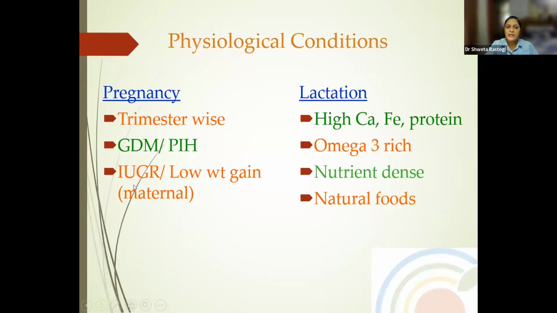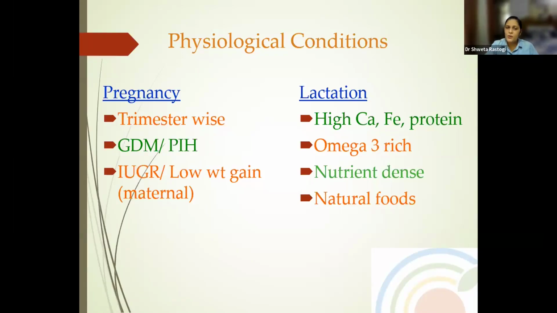Now, last is IUGR or low weight gain. Low weight gain as in the mother has not been able to gain weight, and that's the reason the fetal weight is low. In intrauterine growth retardation, the baby's weight is not as per the gestational age of the mother. So here we encourage not only a high protein diet, but we also look into specific amino acids, especially the essential amino acids. A lot of supplements of essential amino acids are available, which gynecologists or dietitians may prescribe.